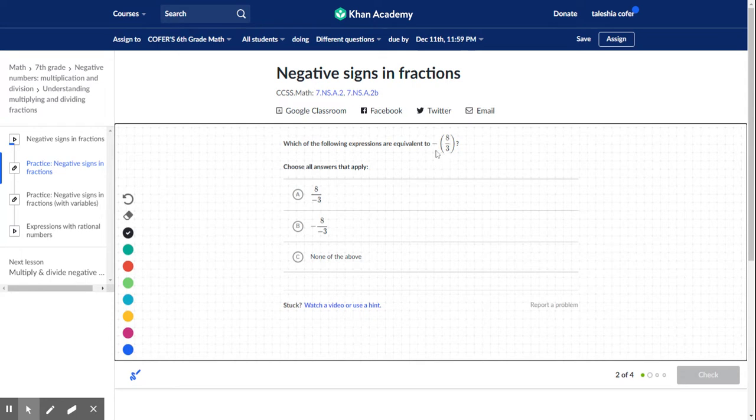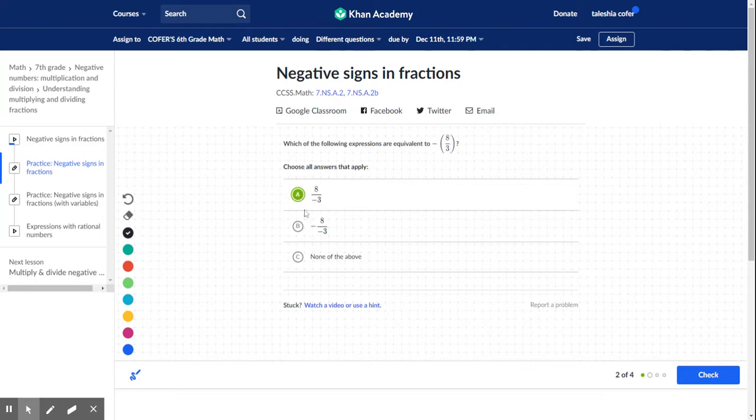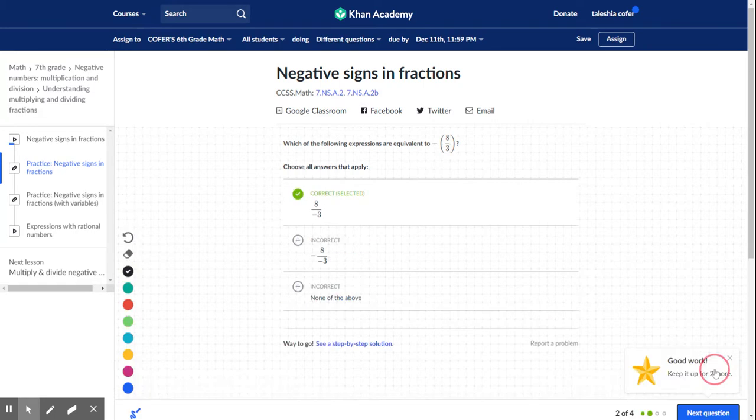This one, I have one negative sign. 1 is an odd number, so on my answer, I need an odd number of negative signs as well. On A, I have one negative sign. That works. On B, I have two negative signs. That will not work because 2 is an even number and I'm looking for an odd number of negative signs. So the answer has to be A. I know it can't be C because C is saying none of the above. I can't say that it's A and then turn around and say, no, wait a minute, it's not A. That wouldn't work.